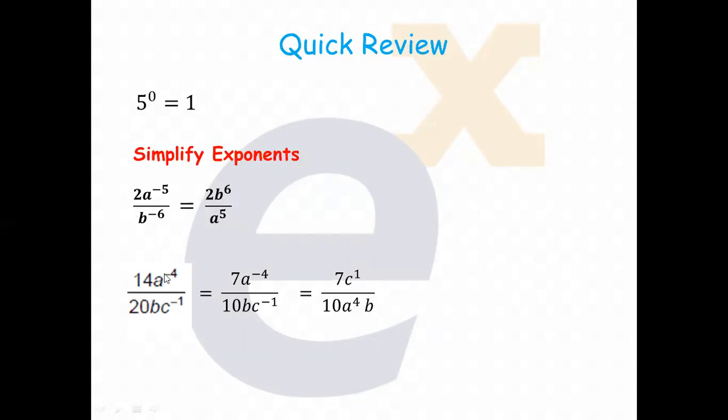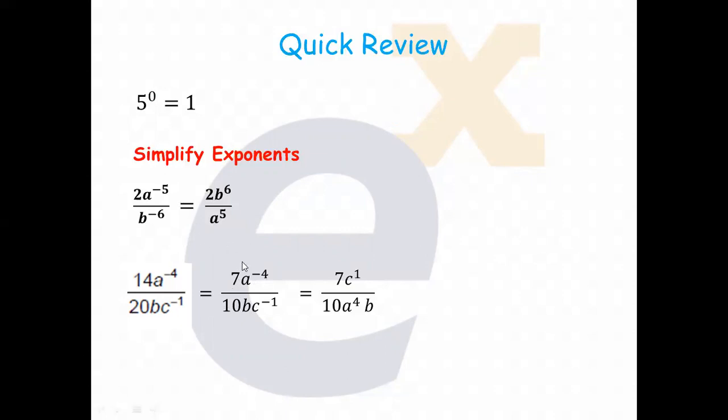So the first thing you need to see are the numbers. If you can simplify the numbers, go ahead and simplify them, and then you can move on to the exponents. So here I have simplified 14 and 20, which gives us 7 and 10 if you divide both of them by 2. So 7, a to the power of negative 4 and b, c to the power of negative 1. Now keep in mind here b is alone, which means it has a power of 1. If there is no exponent for any variable, that means it has an exponent of 1. So it's going to be the number itself or the letter itself.